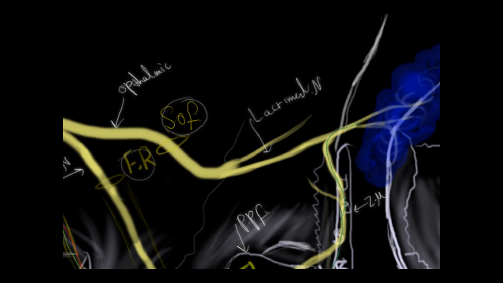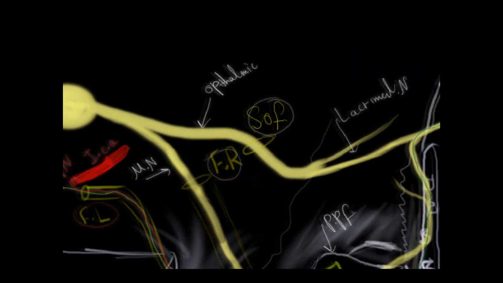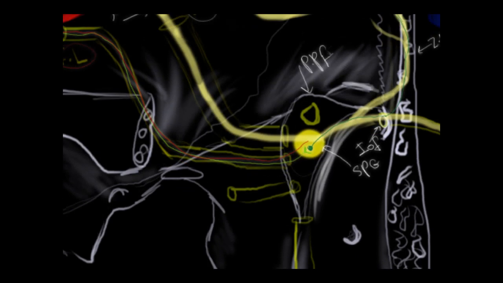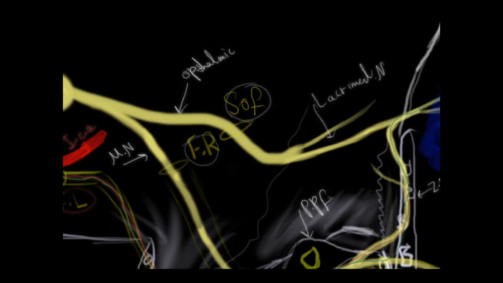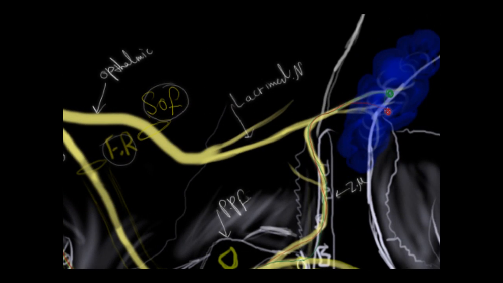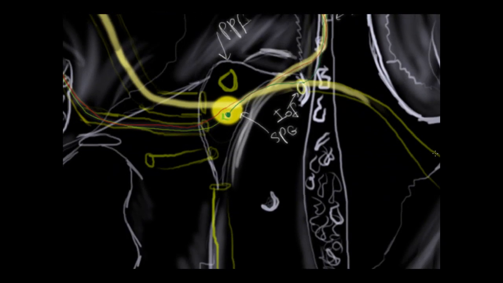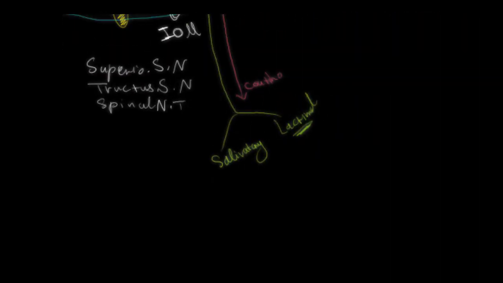Greater petrosal nerve will continue to enter the lacrimal gland. This is the lacrimal gland. Okay? The sympathetic part of the deep petrosal nerve does not synapse, enter, or accompany the greater petrosal to the lacrimal gland as a sympathetic innervation. Okay? That's it for this part, and we're gonna see the salivatory part.